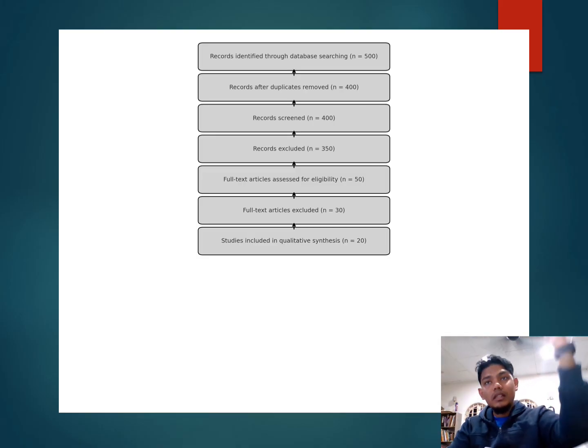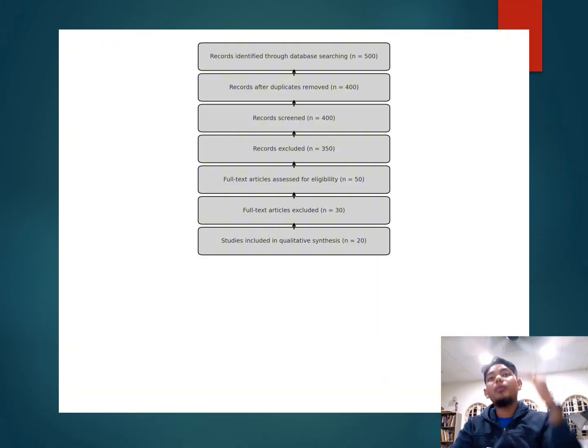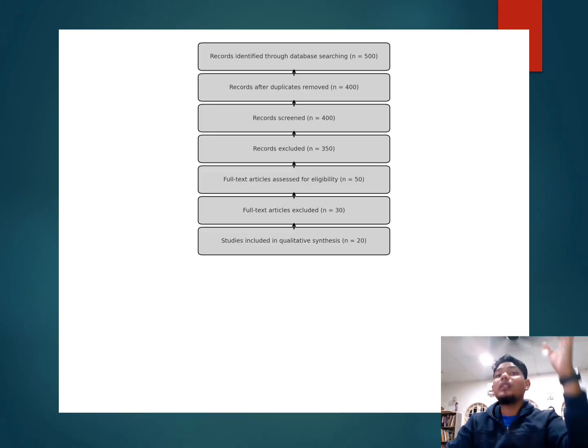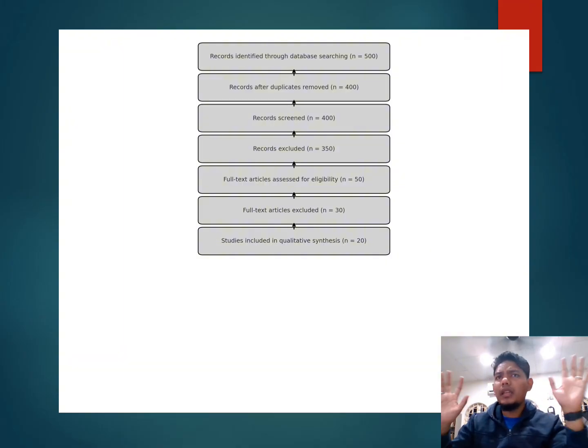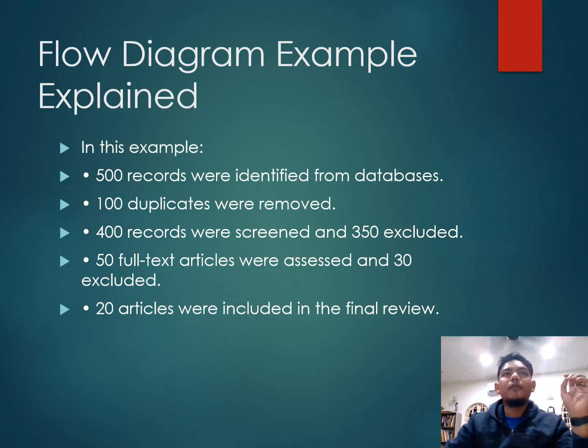You see the numbers going down and down and down based on the flow. Then full-text articles excluded 30, and studies included in qualitative synthesis 20. So this is one of the flow charts that you can follow, but there are many. I'm going to show you one after this. Okay. And then, the flow diagram example, I will explain it again.